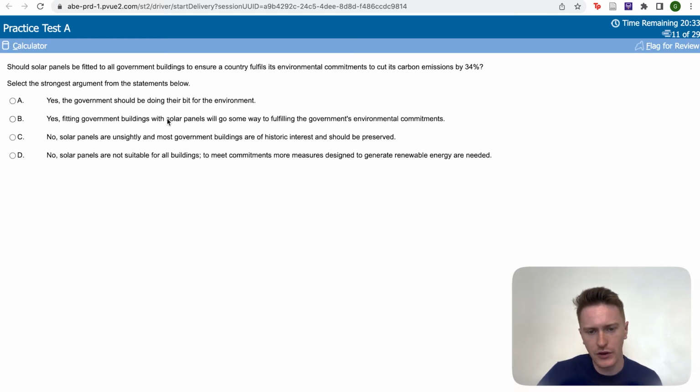Fitting government buildings with solar panels will go some way to fulfilling the government's environmental commitments. Again, some way, it needs to be very precise, it means 34%. No, solar panels are unsightly. Well, that's nothing to do with the environmental commitments. And finally, not suitable for, but to meet its commitments, more measures. So specifically, we're talking about the commitments. We've got a reason why they can't do it, and therefore I think D is the correct one here.